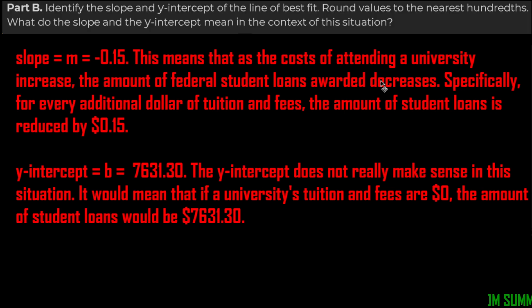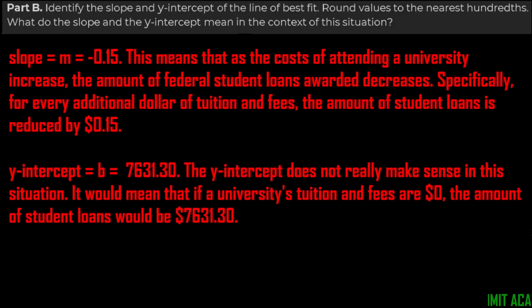All right, so some things that we want to say about this are as follows. Yes, we do need to write all this because we have to be very specific about what we're saying. The slope, which is equal to m, is negative 0.15, and this means that as the cost of attending a university increases, the amount of federal student loans awarded decreases. Specifically, for every additional dollar of tuition and fees, the amount of student loans is reduced by 15 cents.